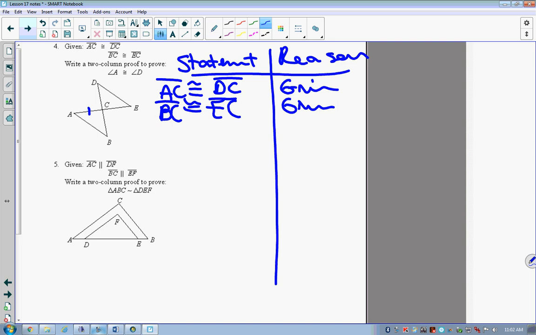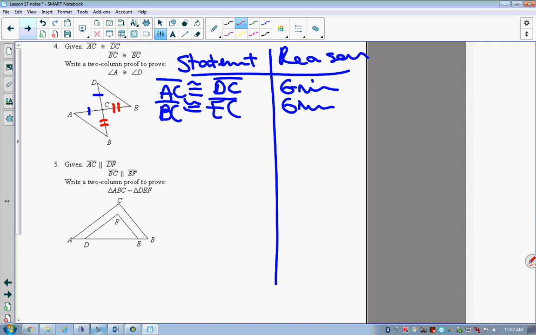We've got AC congruent to DC. We've got BC congruent to EC, right? We want to prove that a couple of our angles are congruent to each other. Am I going to try to prove that directly, or am I going to prove triangles are congruent, then use CPCTC? The second one, right? Now, what do I need left to be able to prove that these two triangles are congruent?